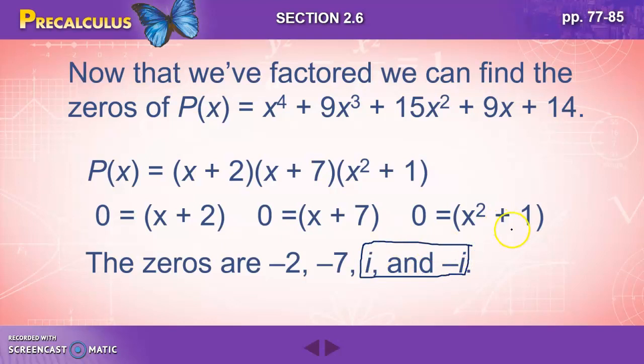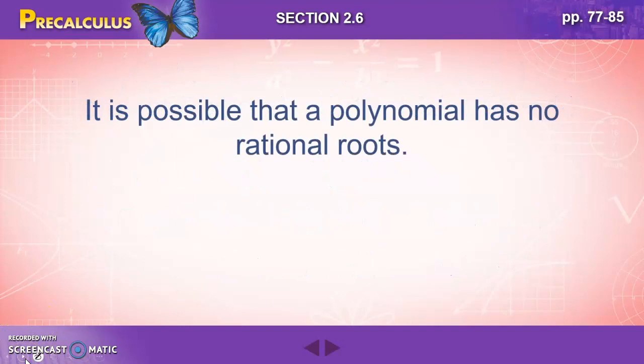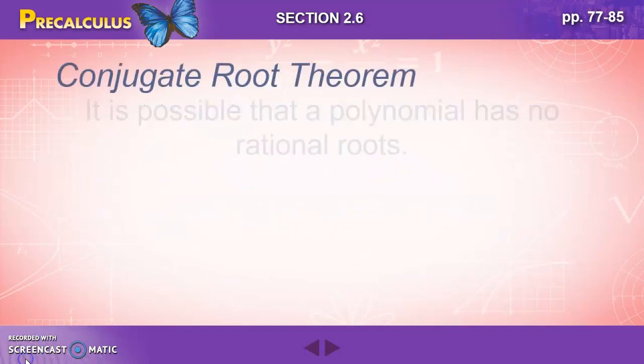Now just a reminder how we got that. When we subtracted 1 from both sides, we got negative 1 equals x squared. To eliminate that square term, we've got to take the square root. And you cannot take the square root of a negative number and still have a real number. So we have to say that these are imaginary. The square root of negative 1 is 1i, or plus or minus 1i. And since we don't usually write the 1, it's just plus or minus i. It is possible that a polynomial has no rational roots, so do just be aware of that.